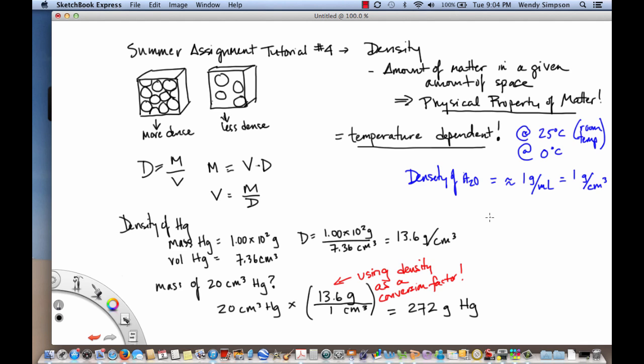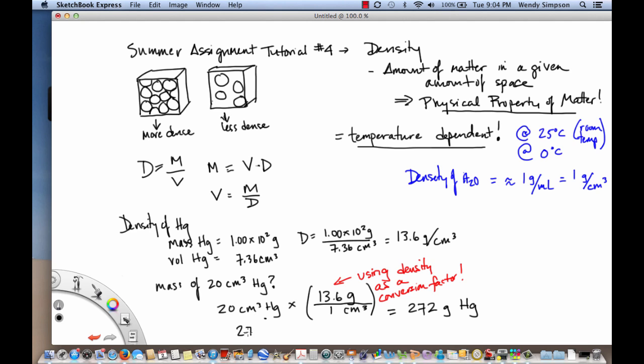So this is just a real quick and dirty presentation on density. A couple of things you need to remember: it is a physical property of matter. It's the amount of matter in a given amount of space. You want to start getting familiar with visualizing density at the particulate level, something like this. You should be able to manipulate the density equation to solve for either mass or volume. And you can also use density as a conversion factor, going from volume to mass here, and I could also use that to go from mass to volume. I could work this backwards if I wanted.